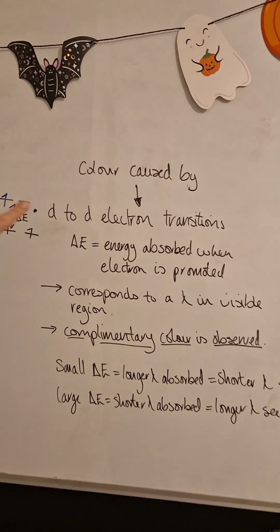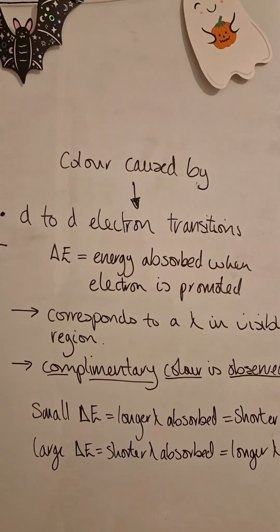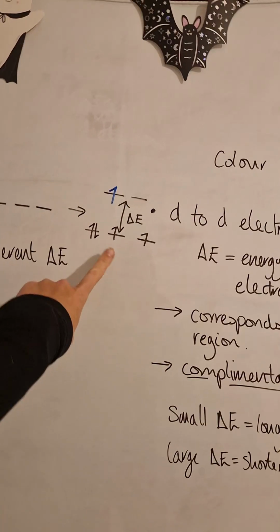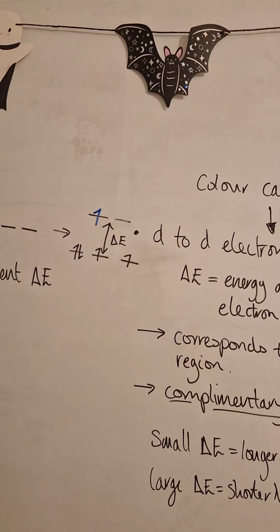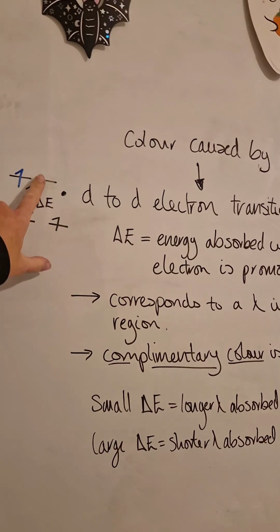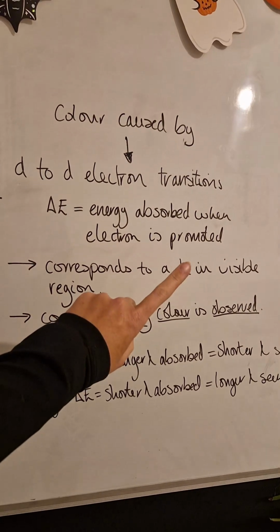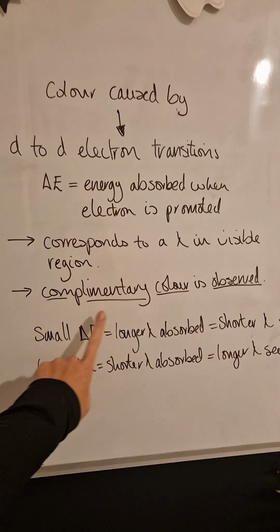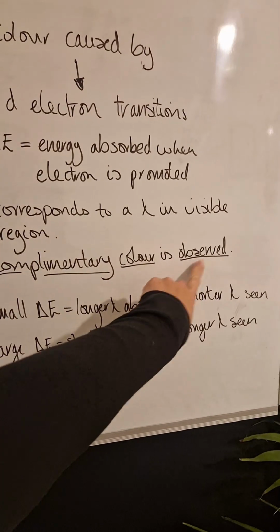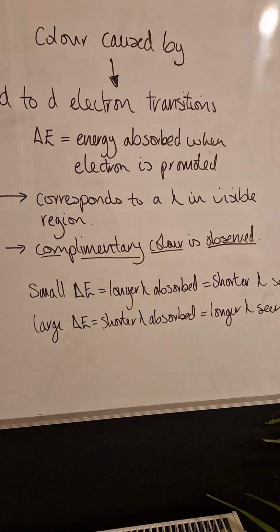When it comes to transition metal complexes, the colour is always caused by d to d electron transitions. So essentially, this is where an electron gets promoted from one d orbital to another one. Energy is absorbed when the electron is promoted, and that amount of energy corresponds to a wavelength within the visible region. However, it's not the wavelength that's absorbed that is seen, it's actually the complementary colour that is observed or seen. So that's the wavelength that's basically being transmitted.